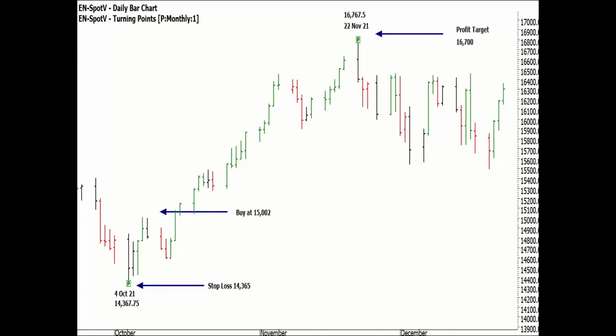But we're going to talk about that in another video. But just know that that top was actually predictable in advance. So, did you work out the reward to risk ratio on this trade? Let's have a look.